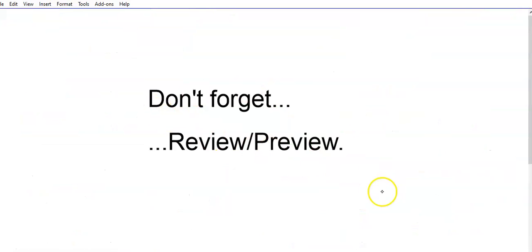So don't forget the review and preview. This is a little bit quicker lesson today. It's backwards math. Give it a shot, play with some numbers, and see what you get.